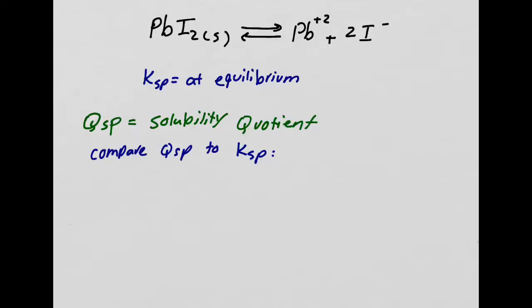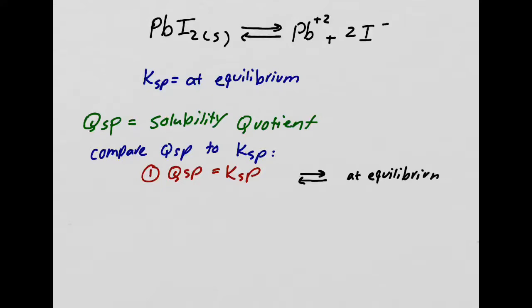Now here are the options we have. Option 1, Qsp equals Ksp. If Qsp equals Ksp, what does that mean? That means we are at equilibrium. Neither the forward or the reverse reaction is favored. We are at equilibrium.